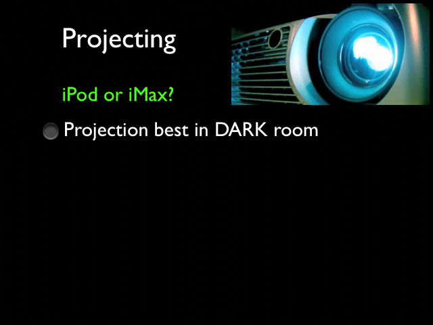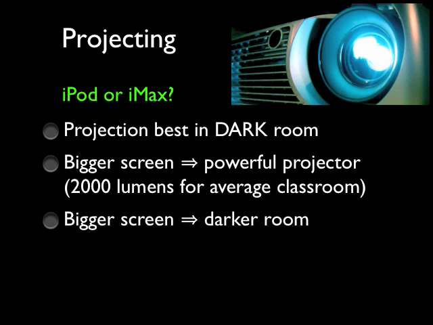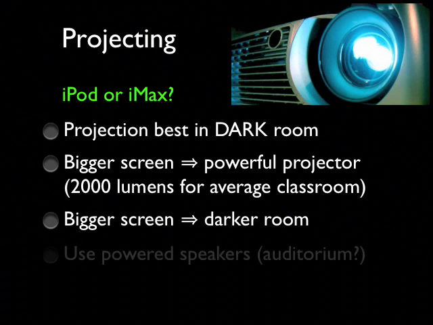If you're projecting the image, again, you're looking at a big screen now. So in contrast to projecting text, which is usually black on a white background, lots of contrast, video doesn't have that contrast, so it has to be projected best in a very dark room. The bigger the screen, the more powerful projector you need. 2,000 lumens for an average classroom, for example. And the bigger the screen, the darker the room usually needs to be in order to provide the contrast you need to properly view the image.